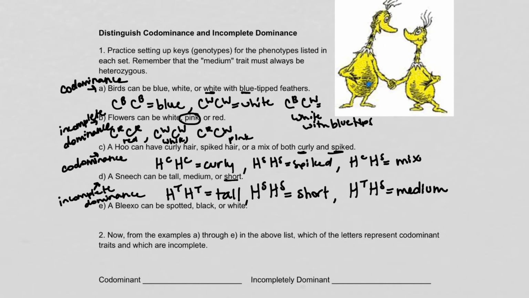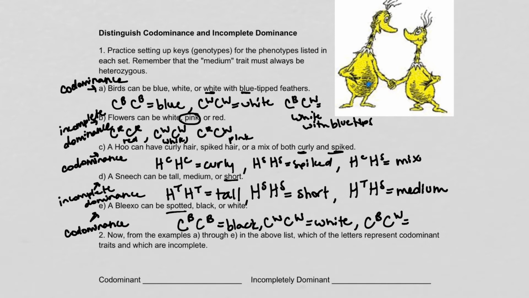A Bleak-so can be spotted, white, or black. Now, if it said gray, it would be incomplete dominance, but it doesn't say gray, it says spotted. So this is codominance because you're seeing both colors fully, just not all one or the other. So let's use C for coat color. And this would be black. This one would be white, and this would be spotted.